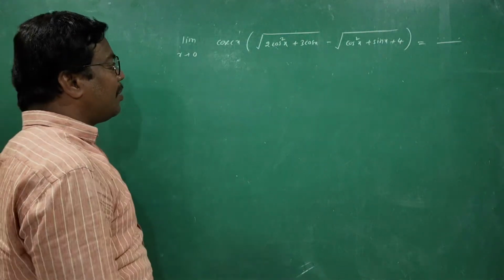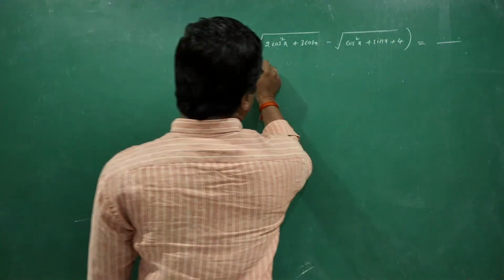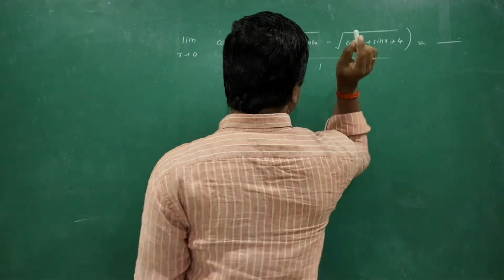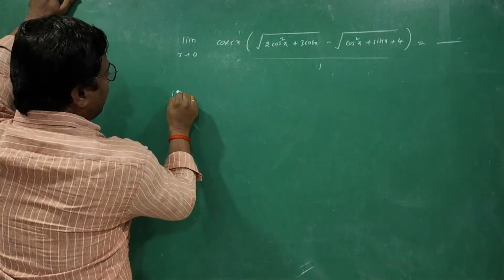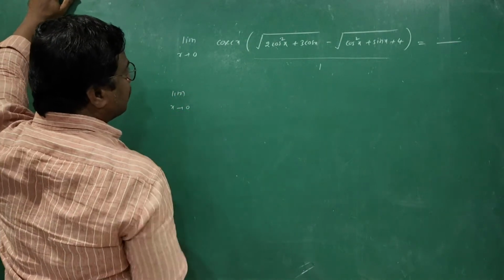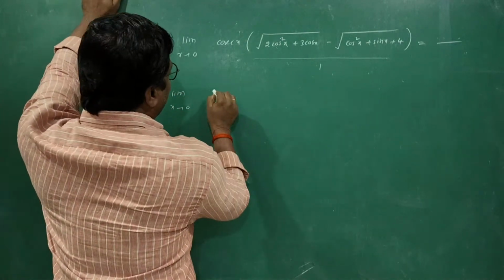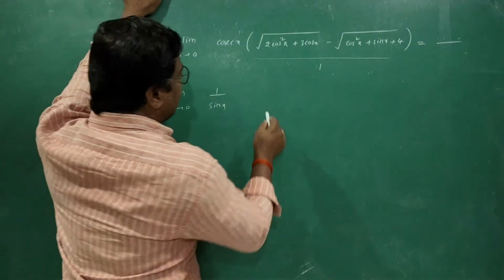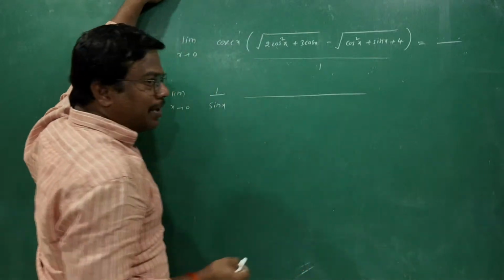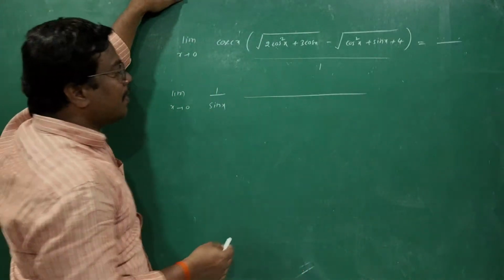This question is solvable by rationalizing the second term. Okay. You have limit x tends to 0. Cosecant x written as 1 by sin x. Next, I am going to rationalize the second term.